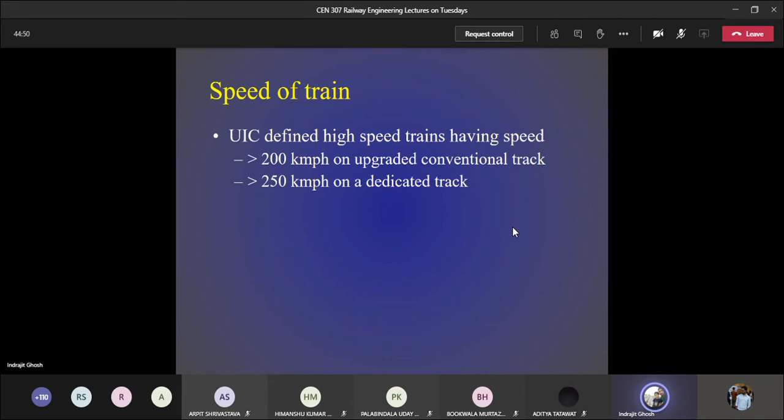We have high-speed rail across the world. UIC, the International Union of Railways, headquartered in France, says that a high-speed train will have a speed of more than 200 km/h on conventional track which is upgraded, and 250 km/h on a dedicated track. Dedicated track means you will not see any branches coming. There will not be any junction, any points and crossing location. This is one designated track meant for a particular train. There is no provision for the train to move from one line to another.